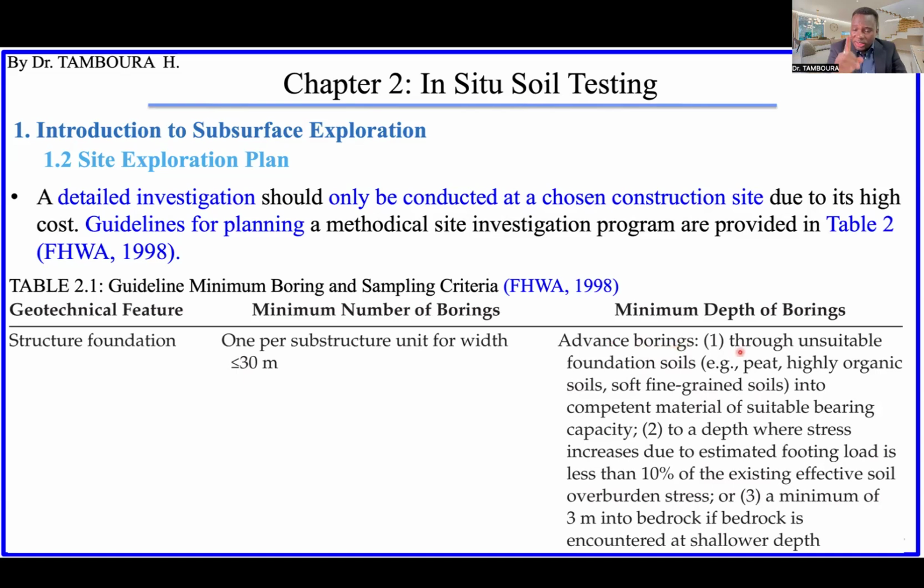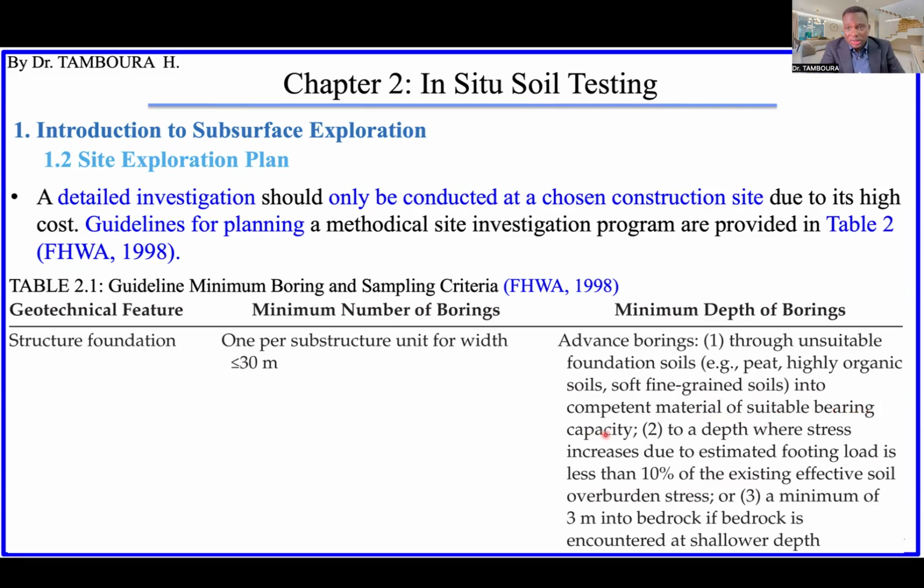Okay, first, if we have unsuitable soil at the surface, maybe unsuitable foundation soil, for example, we have peat, highly organic soil, soft, fine-grained soil. Okay, we have to dig through this weak soil, this kind of weak soil, into competent material of suitable bearing capacity.